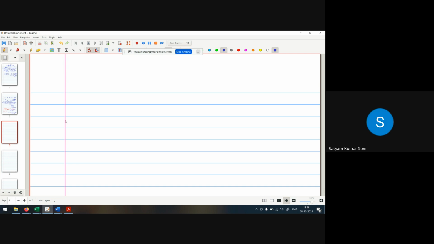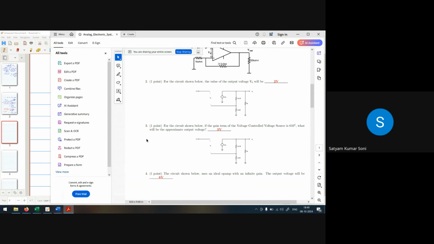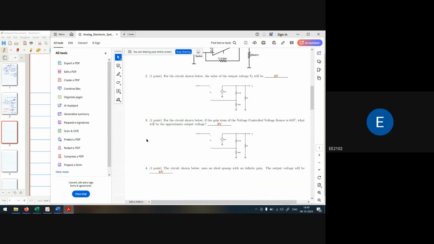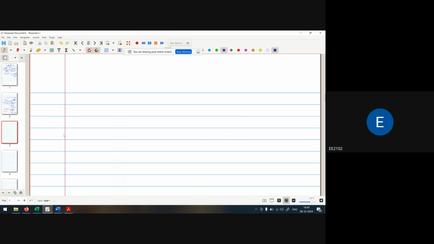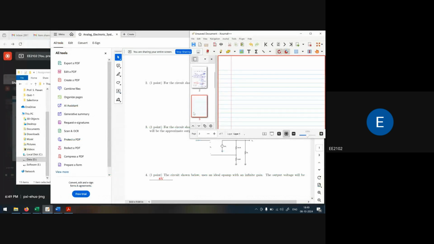Yes, sir. On question 2 and 3 of the graded assignment. Graded assignment 1, question third and fourth. For the circuit shown below, the value of the output voltage V will be. Anyone who solved this question? Question 2 and 3, right?